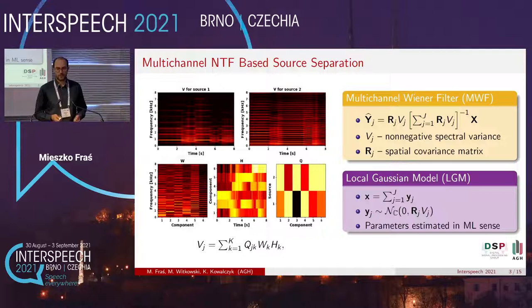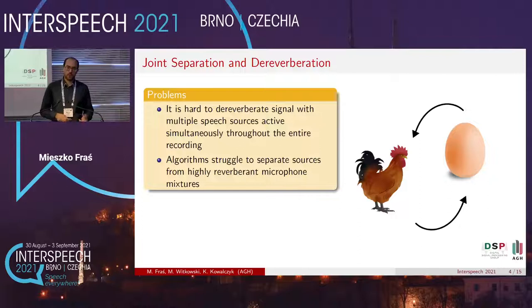So we basically end up in the situation when we struggle to remove reverberation with several speech sources, but we also struggle to separate the sources with reverberation. So it is kind of a chicken and egg problem, and our solution is like fried chicken, so we mix together the separation and the dereverberation.